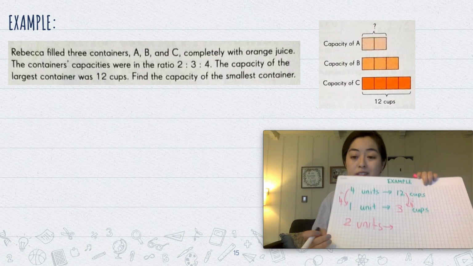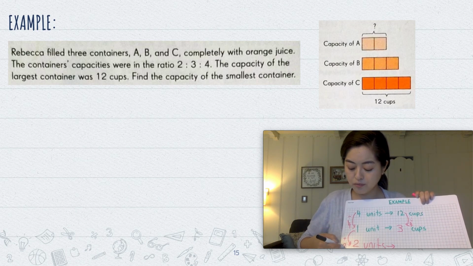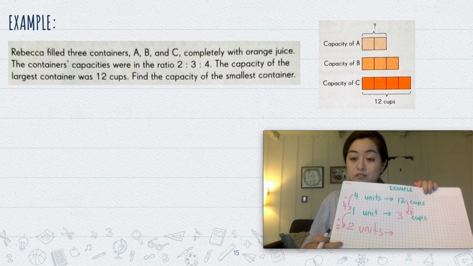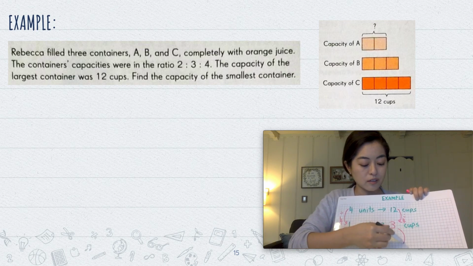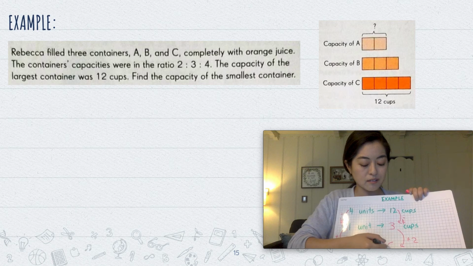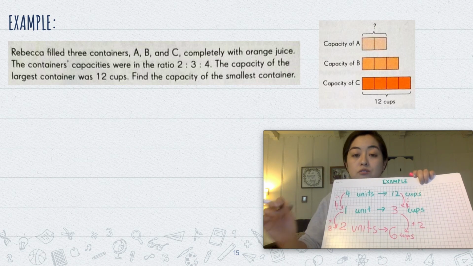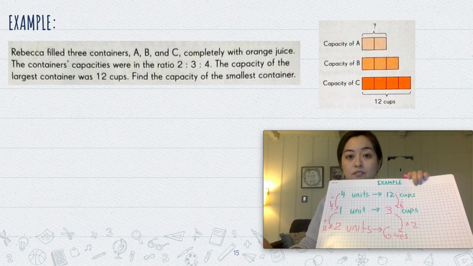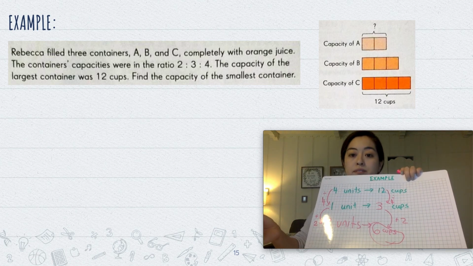So 2 units is how many cups? Well, let's see, from 1 to 2, you had to multiply it by 2. 1 times 2 gets you 2. And then whatever you do on this side, you have to do it on the other side. Times 2. 3 times 2 is 6. We're going to write cups there. Okay, so 2 units gets you 6 cups. So the capacity of the smallest container is 6 cups.